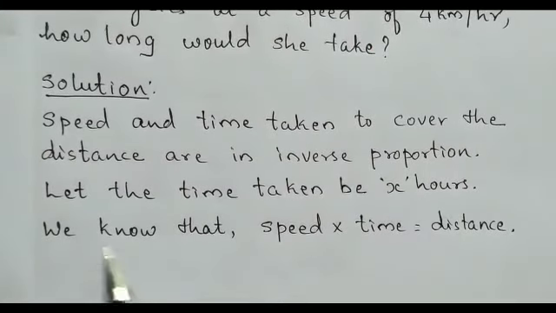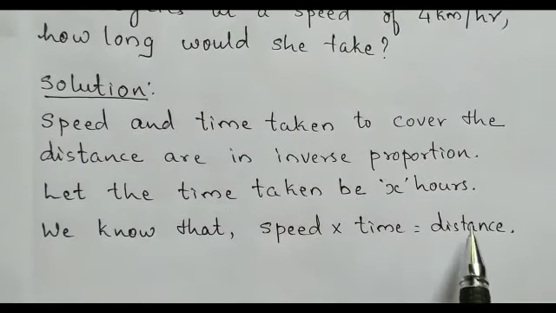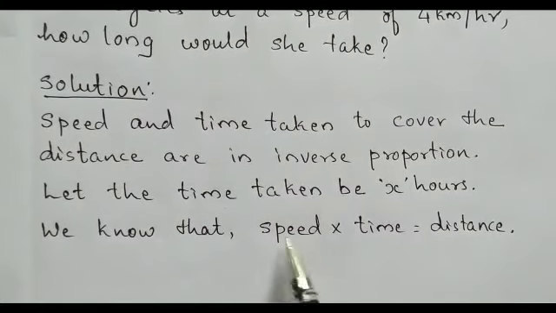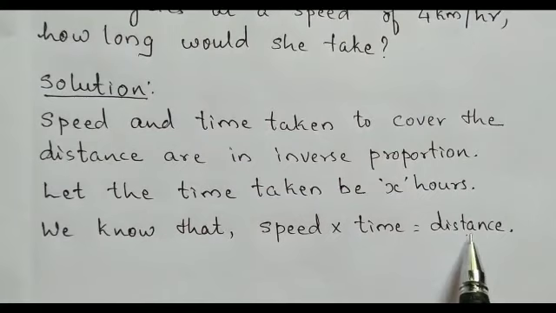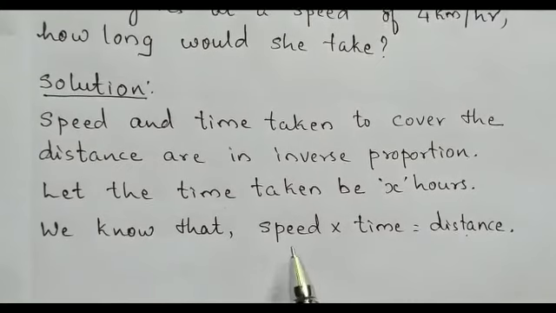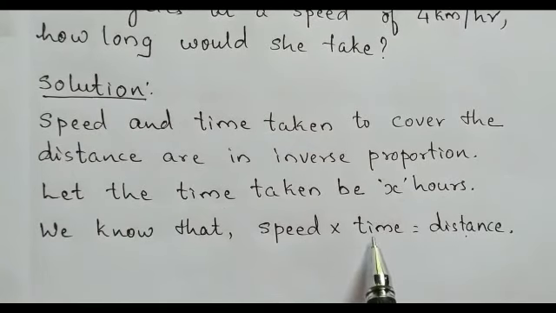Now we know the relation between speed, time and distance. We know that speed is equal to distance upon time. From that we get speed multiplied by time is equal to distance. Here the distance covered is 12 kilometers, which is a constant. So in the first case, she is traveling at a speed of 6 kilometers per hour. So let us calculate the time.